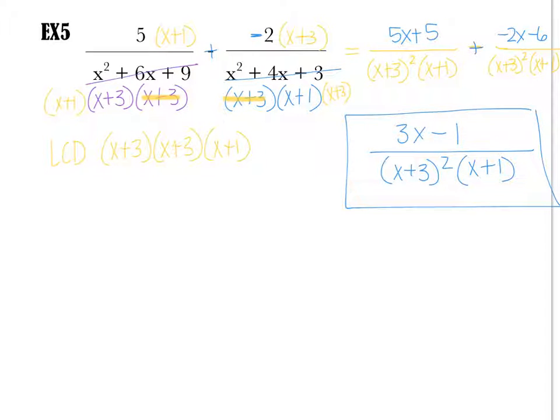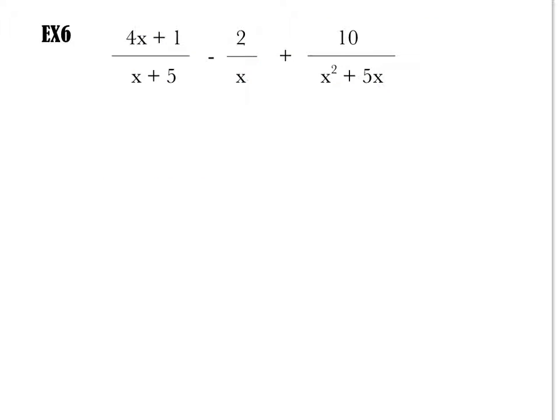So then I combined my like terms, 5x plus negative 2x is 3x, and 5 minus 6 is negative 1, and that's my final answer. So if there's any part of this that you don't understand, pause the video and write some questions to ask me about tomorrow. All right, now we've got 3 fractions.